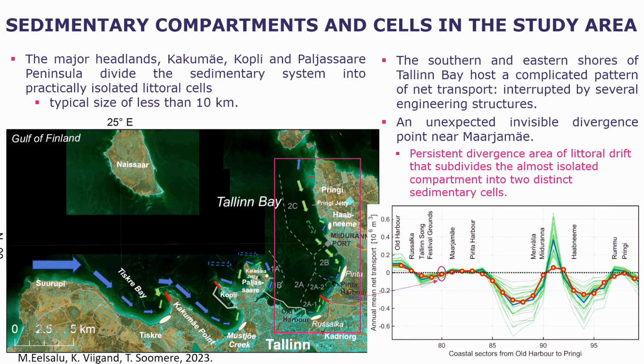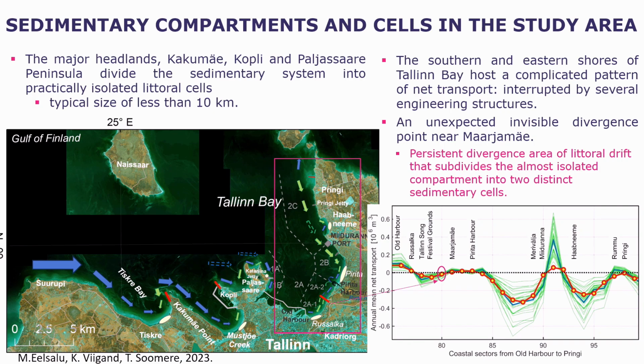The interesting cell in that figure is the Tallinn Bay sediment compartment, which hosts a complicated pattern of net transport, and it is extensively interrupted by several engineering structures. One interesting finding of this study was that in the coastal section from Rusalka to Pirita harbor, which is a straight coastline, one invisible divergence point appeared. I'm stressing that because usually we wouldn't expect a divergence point to occur in a straight coastal area.